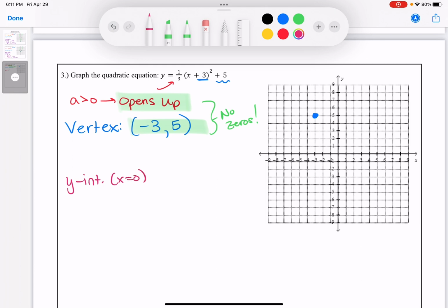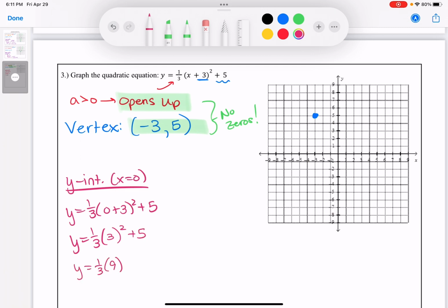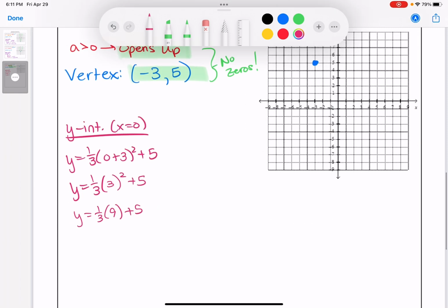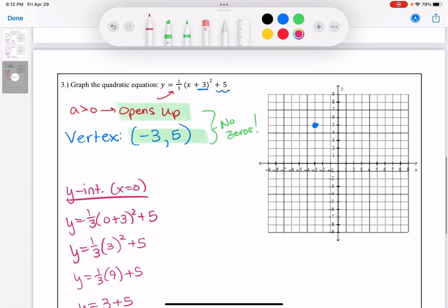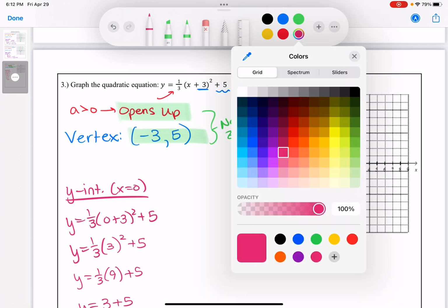So I'm going to plug in x equals 0. So let's see, y equals 1/3 times (0 plus 3) squared plus 5. Let's see now, the 0 doesn't just disappear. What is 0 plus 3? Okay, it's 3. So 3 squared, so I have y equals 1/3 times 9 plus 5. Multiply before we add. 1/3 of 9 is 3. 3 plus 5, y equals 8. So my y-intercept is the point (0, 8). So there's my y-intercept.